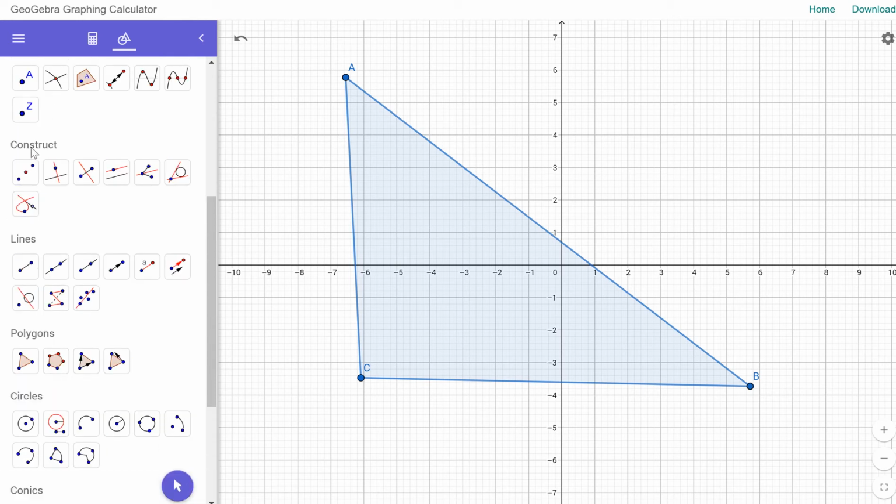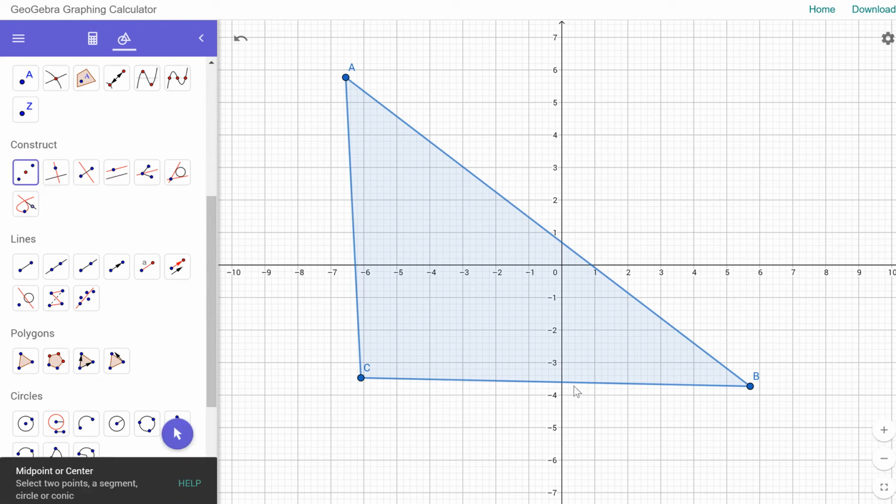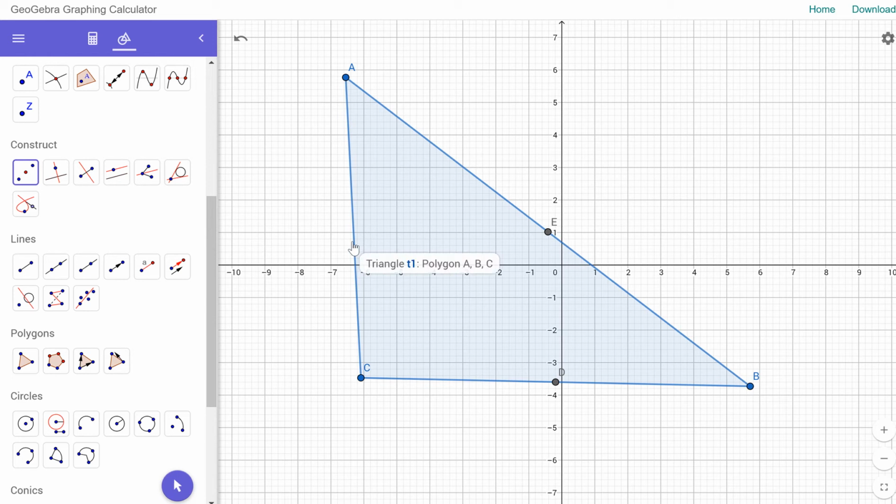Midpoint here is under the construction tools. It is where we got the 3 points in a row with a red point in the middle. That'll help us find the midpoint of each side. So we simply select that icon and then select each of the sides. That will give us the midpoint of each side of our triangle.